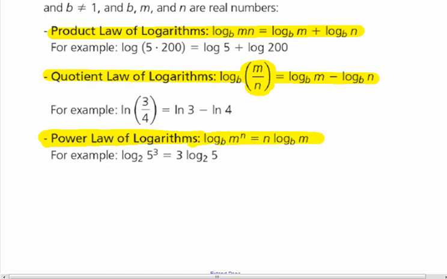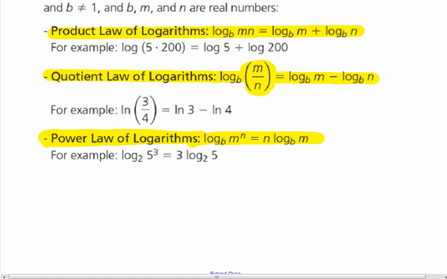If the division is happening on the inside, we could also write that as the log of m minus the log of n, always with the same base. So for example, the natural log of 3 over 4 would be the natural log of 3 minus the natural log of 4. It's equal to the same thing.